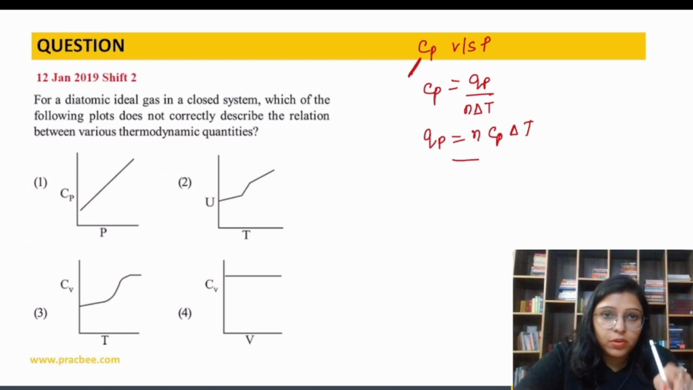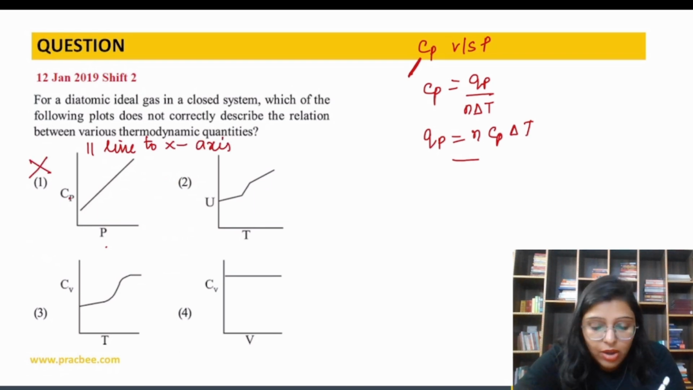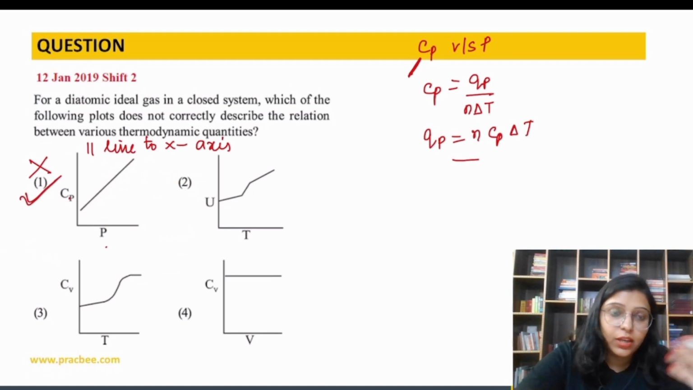Cp at constant pressure, because Cp is what? Heat capacity at constant pressure. So if we plot Cp versus P, it should be a parallel line to the x-axis. So this is incorrect. The answer should be 1 only, but let's check the other options.